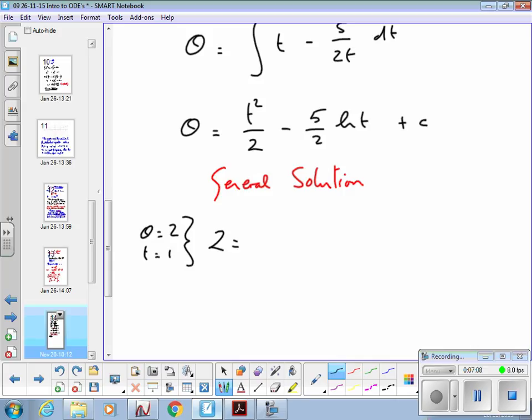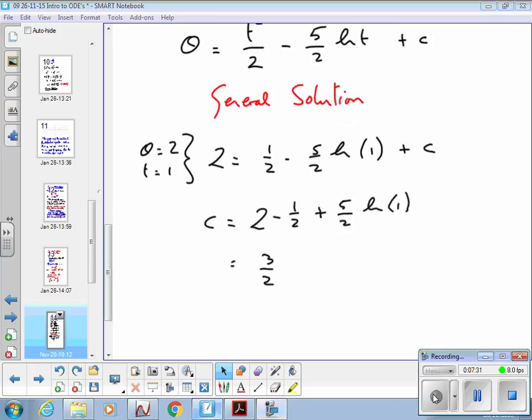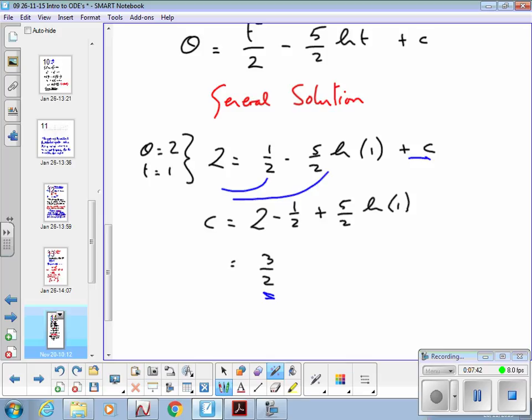2 equals 1 squared over 2, which is 1 over 2, minus 5 over 2 log 1 plus c. And then we work out what c is from there. So I'll just pause this while you do that little sum and work out what c is. So hopefully you did something like this. You bring the half and this over here so we can get c equals this, and we get answer 3 over 2. If you use a calculator, looking at it again, could you have done it without the calculator?